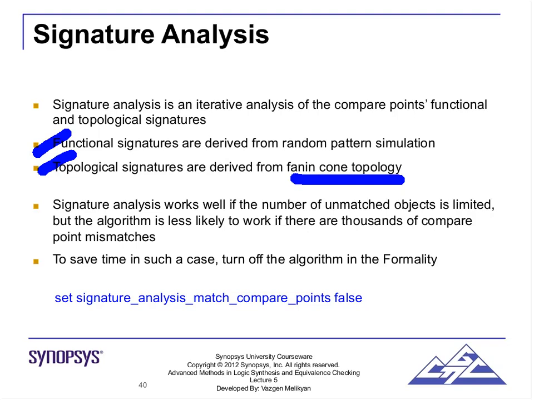Signature analysis, since it involves giving vectors, internally generating vectors, is only useful if the number of mismatches is small. If you have thousands of compare point mismatches, and if you try to run signature analysis, it will take a lot of time, right? It will be time based. So what people do is they will set signature analysis false to start with, and then later if they find few cases where signature analysis can be turned on, they turn it on, right?